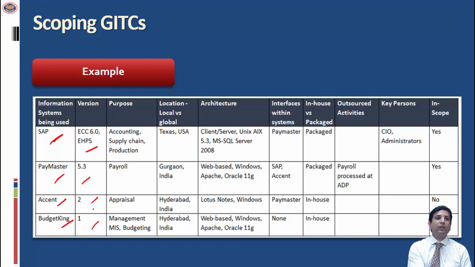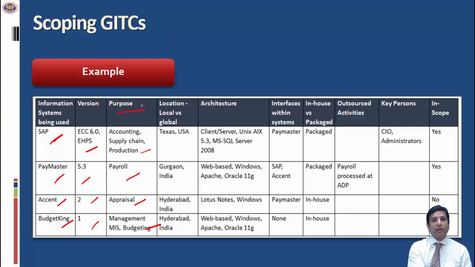We also understand the purpose for which the IT system or ERP is being used. Here we see that SAP is used for the purpose of accounting, supply chain, and production. Paymaster is used for processing payroll. Ascent is an application that the company is using for their internal employee appraisal process. Lastly, Budget King is being used for internal MIS and budgeting purposes. So this is the purpose of the 4 applications.